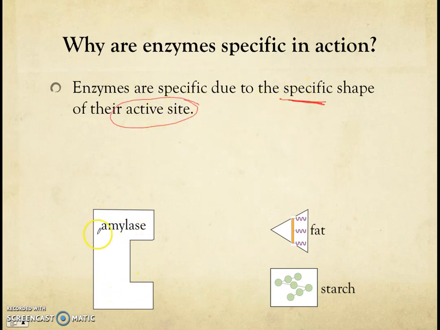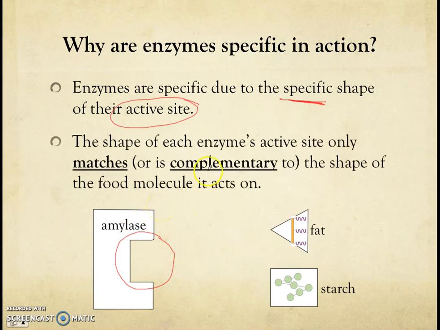Now amylase here has an active site, right? This is the active site. And the active site has a very specific shape. Of course, I don't want you to think that enzymes are flat and two-dimensional, right? They're actually three-dimensional, and the active site is not just a two-dimensional shape. It is more complex than that. But either way, the active site has a very specific shape. In this case, I represent it as a square shape. And that is what causes amylase to be specific.